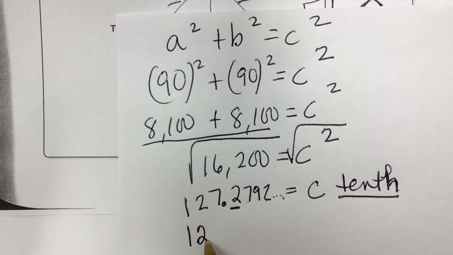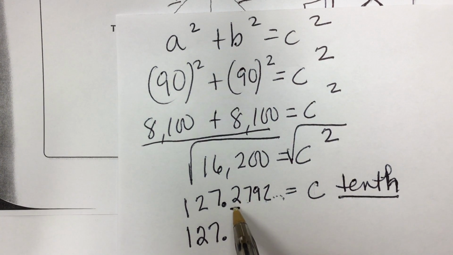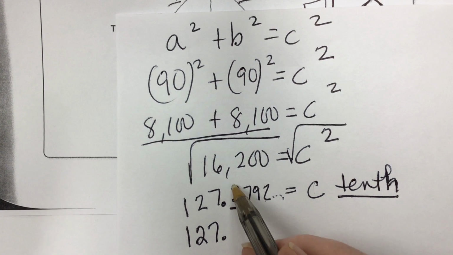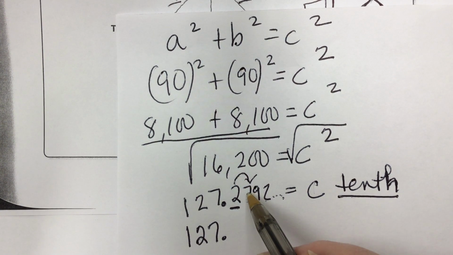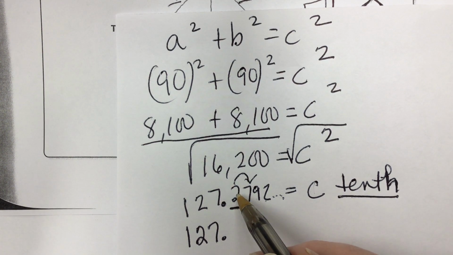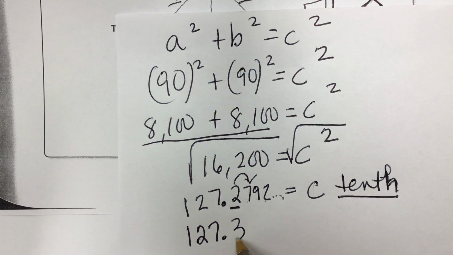So we've got to decide. We keep 127 point. Now, does this 2 stay a 2 or does this become a 3? Look to your number to the right. If the number to the right is 5 or larger, the 2 becomes a 3. If the number is 4 or less, the 2 stays a 2. Well, my number is 7. That is 5 or larger, so therefore my 2 will become a 3.